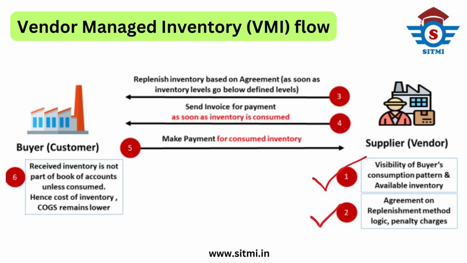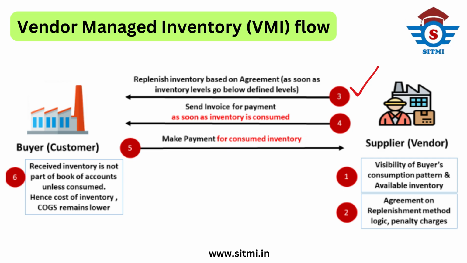Now talking about the activities. Since the supplier already has visibility of the buyer's consumption pattern and available inventory at the buyer's place, the supplier takes complete responsibility of replenishing inventory levels based on the agreement. This replenishment happens as soon as inventory levels go below the levels defined in the agreement. In the next activity, suppliers send an invoice for the payment only for the inventory which is consumed by the buyer, not for the entire inventory which is replenished. In the next activity, buyers are bound to make the payment for consumed inventory.